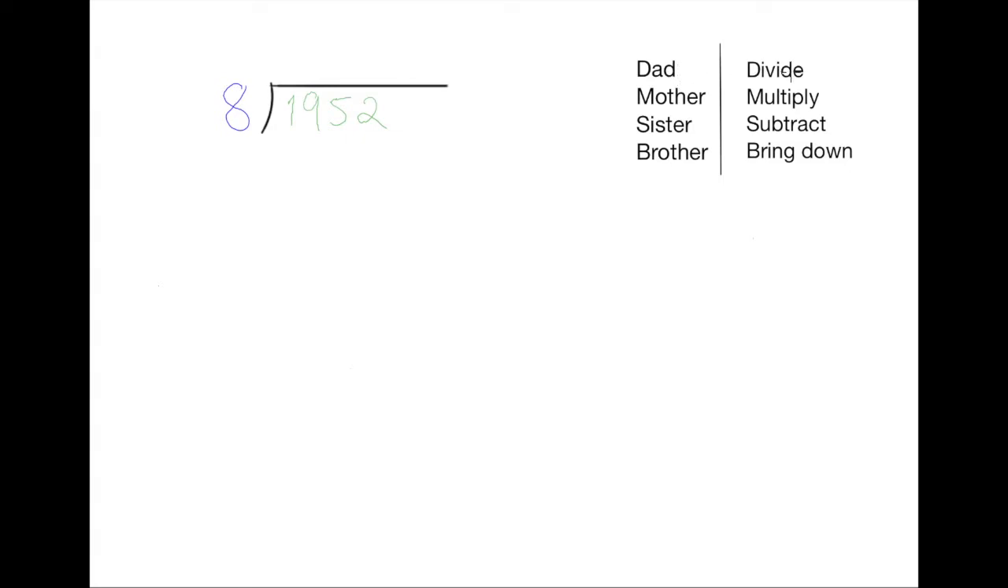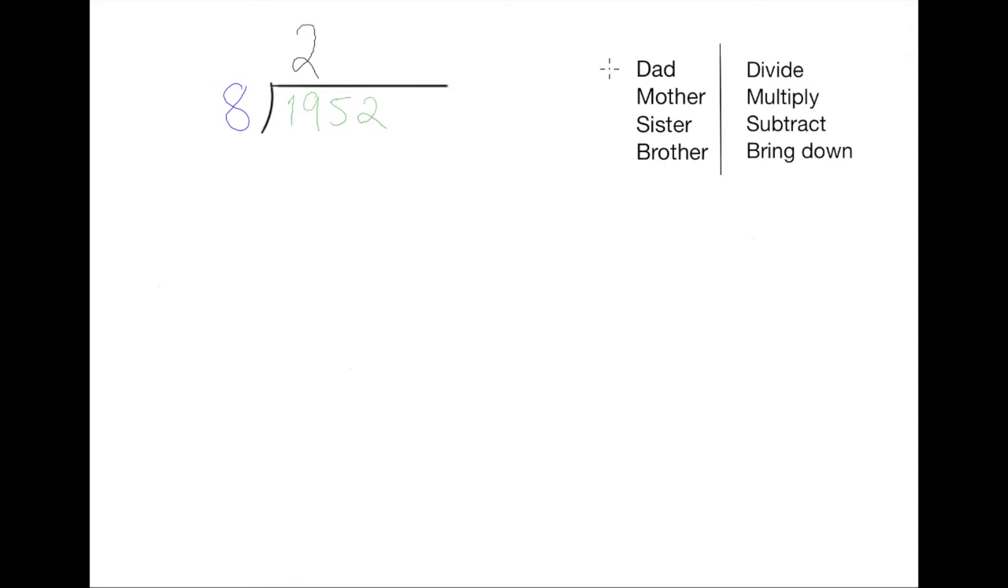So since we're starting with dad, dad divides. We're going to look at the first number. How many times does 8 fit into the first number? So how many times does 8 fit into 1? Well, 8 is obviously larger than 1, so it cannot go into 1 at all. So we'll move on to the next number. Now you have to ask yourself, how many times does 8 go into 19? So if you know your multiplication tables, you know that 8 can only fit into 19 2 times before it goes over, so the answer is 2. So you can put a 2 on top of the 19.